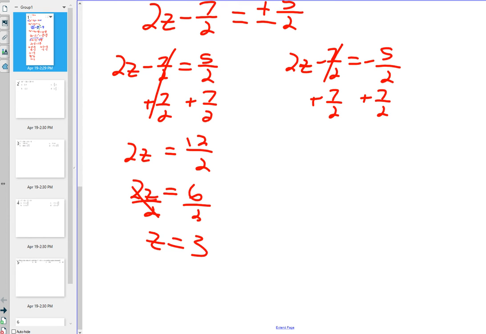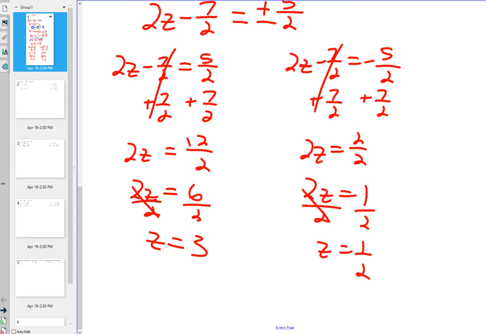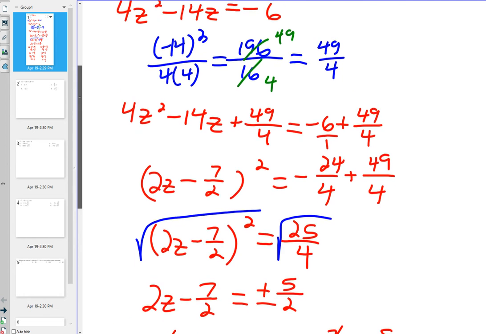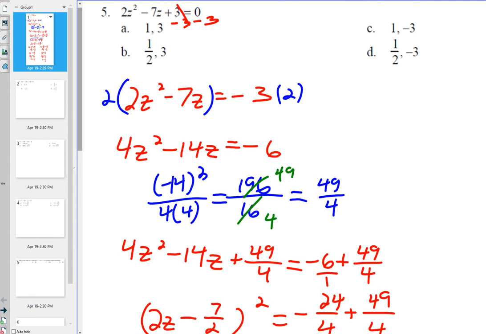So plus 7 over 2, 2z is equal to 2 over 2. So 2z is equal to 1, and once you divide that by 2, you get 1 half. So 3 and 1 half. Much easier to use quadratic formula though.